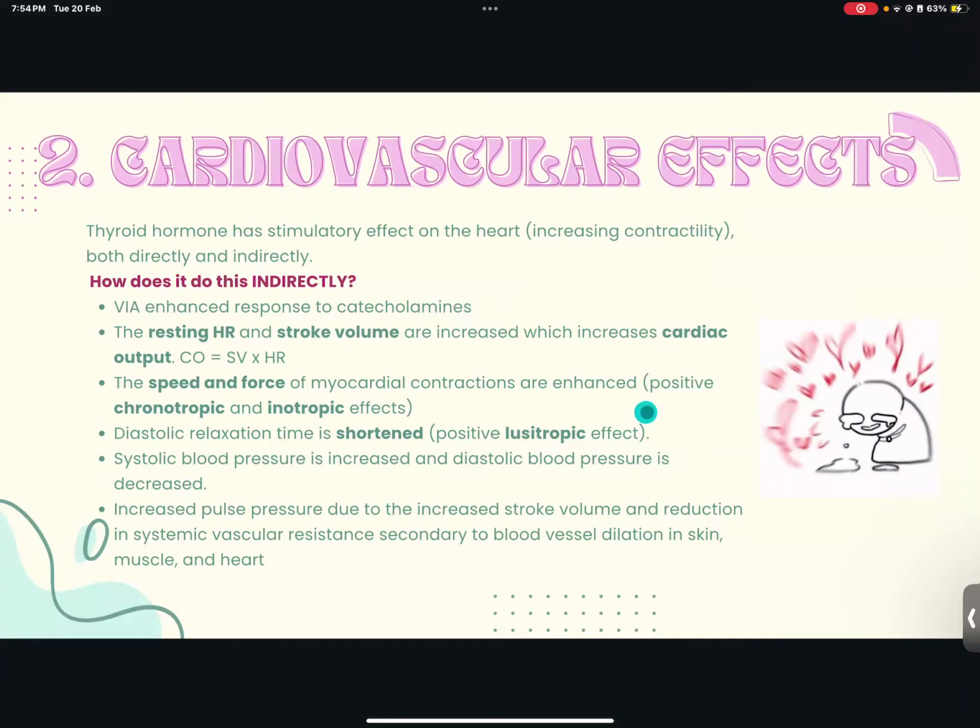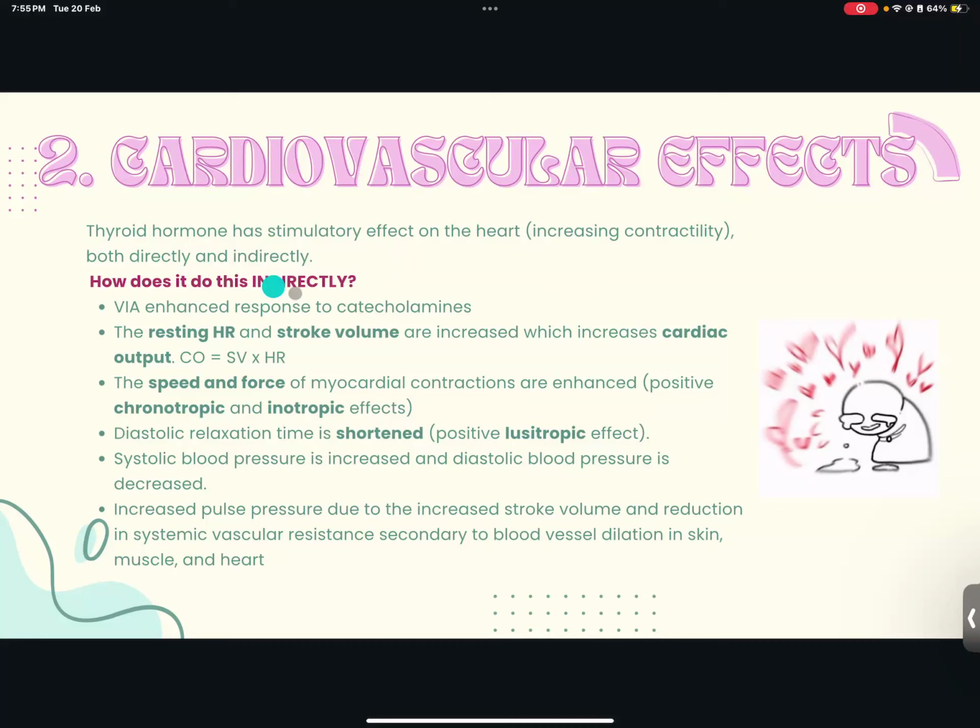How about the cardiovascular effects? Now, I have a picture here of a guy who has his heart fluttering. So I hope this helps you to remember the cardiovascular effects of the thyroid hormone. Basically, the thyroid hormone has a stimulatory effect on the heart. So it'll increase lots of things in the heart. It'll increase contractility. It'll increase the speed of contraction. It'll shorten the diastolic relaxation time. So it'll do a lot of things in order to increase the power of the heart, make the heart beat faster and stronger.